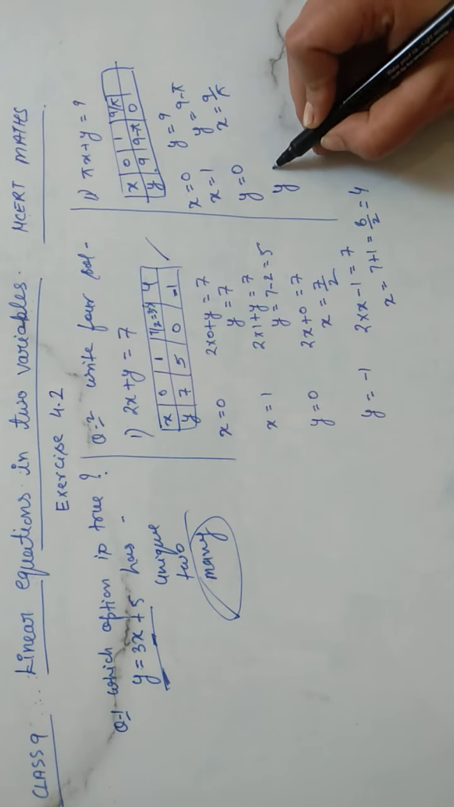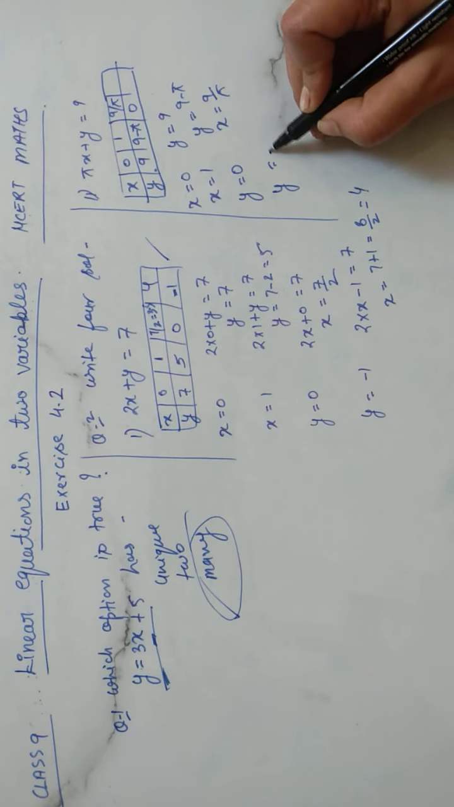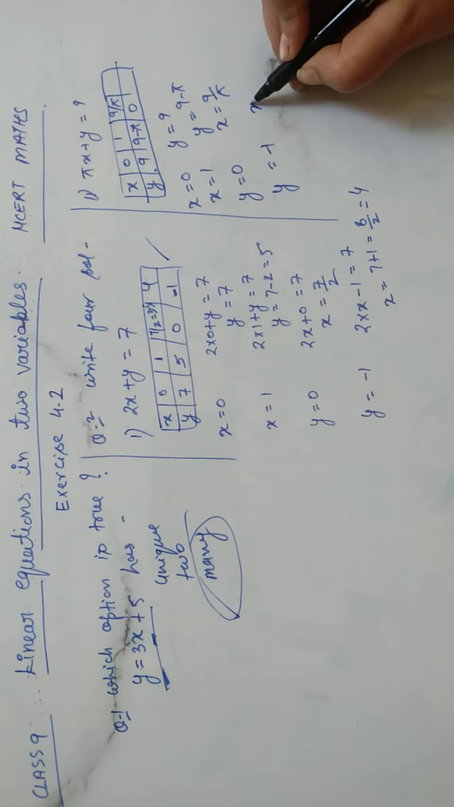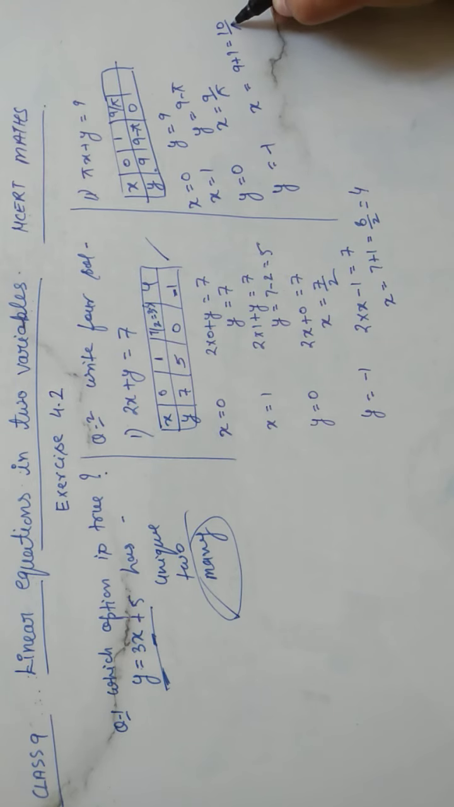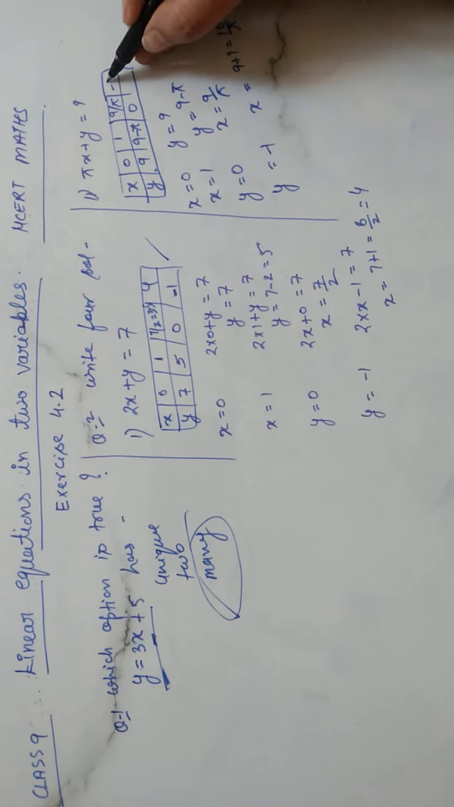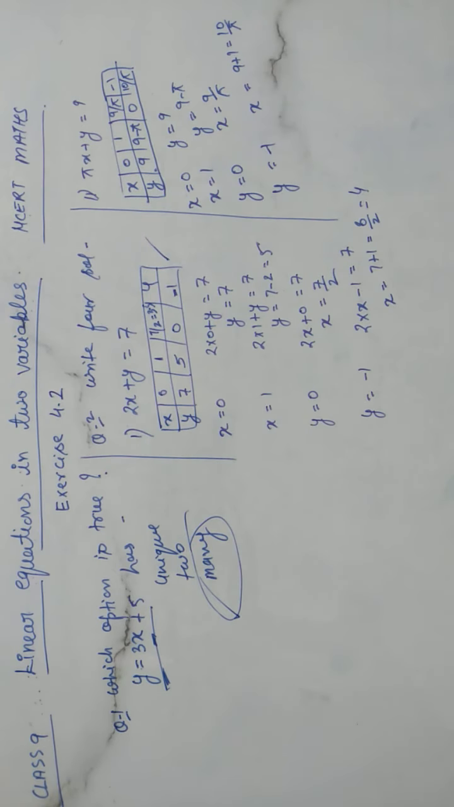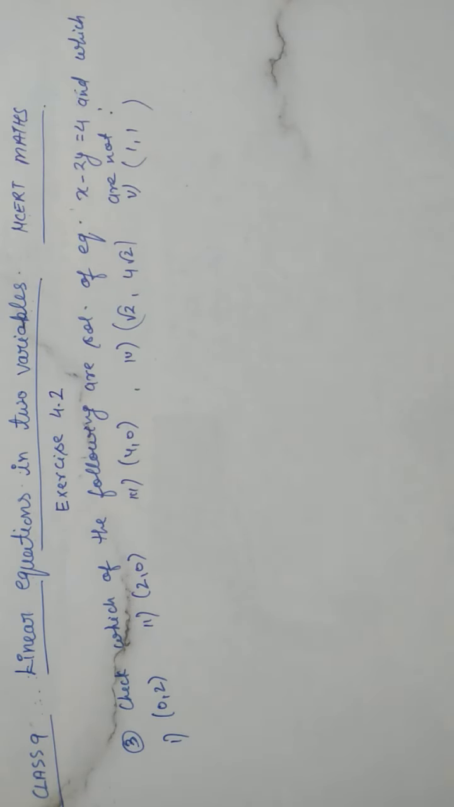If y is minus 1, then x is 9 plus 1, that is 10 upon pi. So this is the way we will solve our second question of exercise 4.2. Now we will discuss the third question of our exercise. Yes, now this is our question number 3.